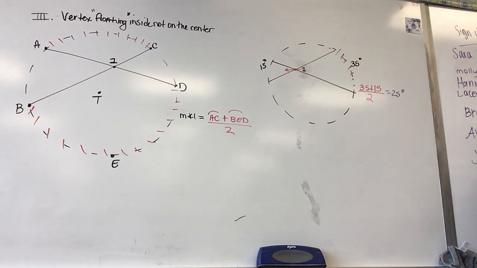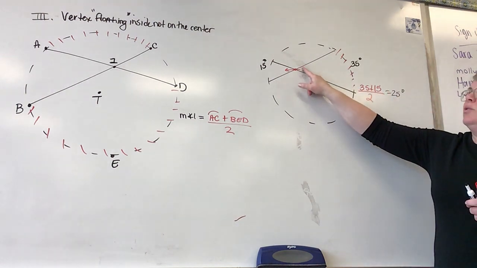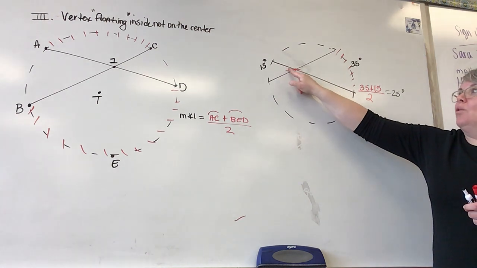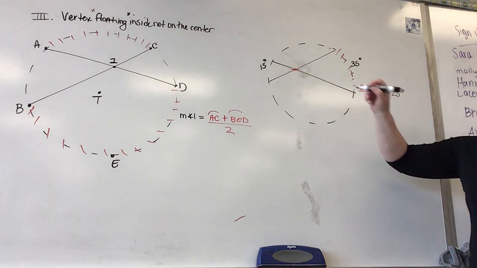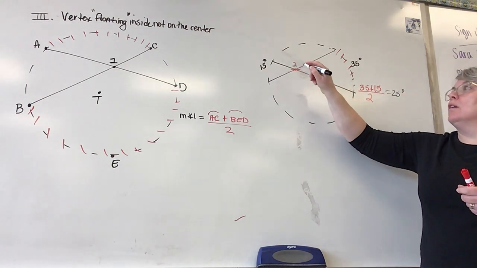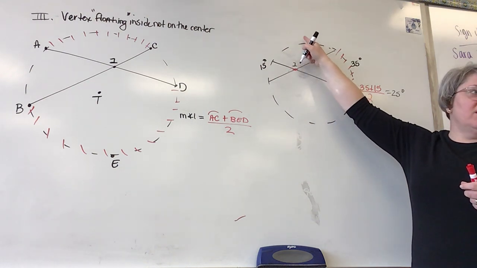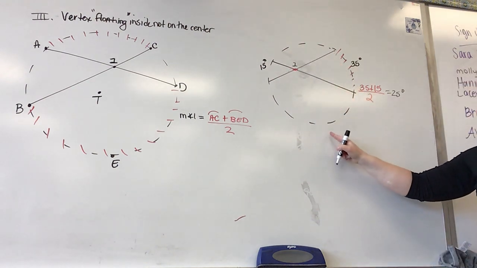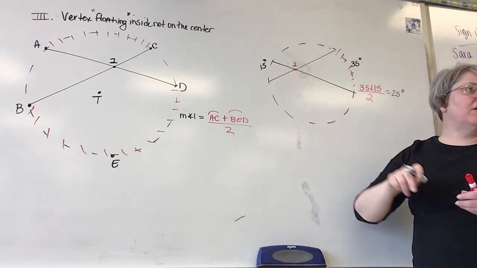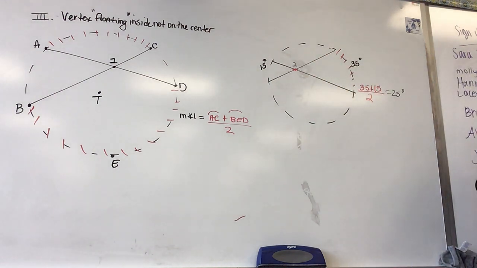So how do you, I see this on the SAT and the ACT just a little bit. All they do is move this angle 1. So they put it here. And they don't give you this arc. They don't give you this arc. They still give you the 35 and the 15. So you have two thoughts on how to solve it this way.